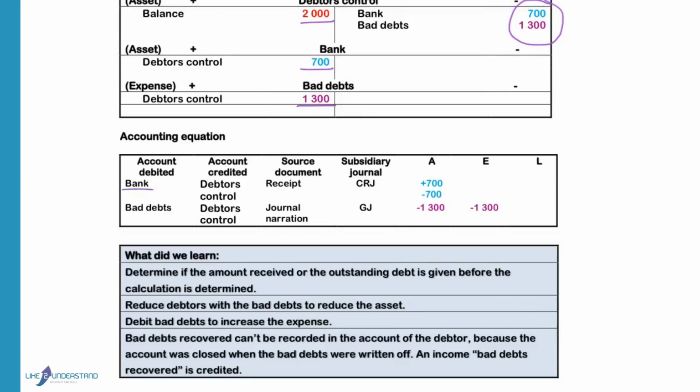The bank increases assets on the debit side with 700, and debtors control decreases assets on the credit side with 700. We will issue a receipt and record the money received in the cash receipts journal. Bad debts is an expense that will decrease the profits with 1,300. Debtors control is credited to decrease the assets with 1,300. Bad debts is recorded in the general journal, and a journal narration is used.